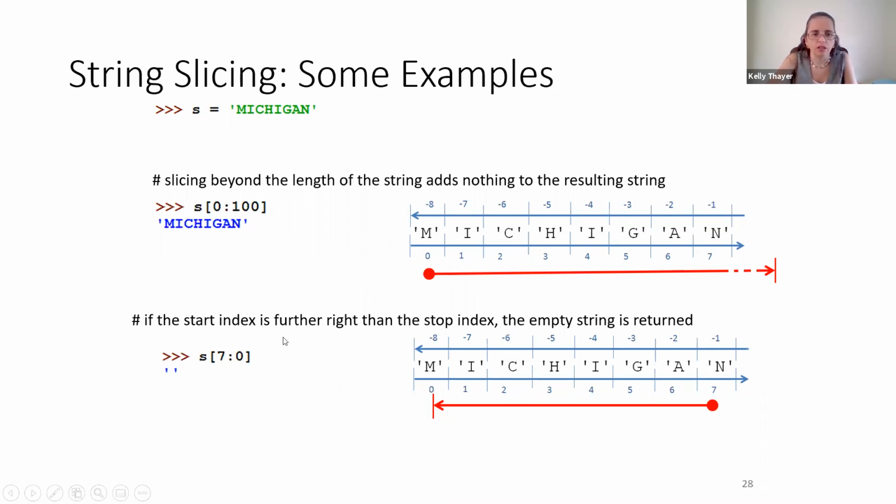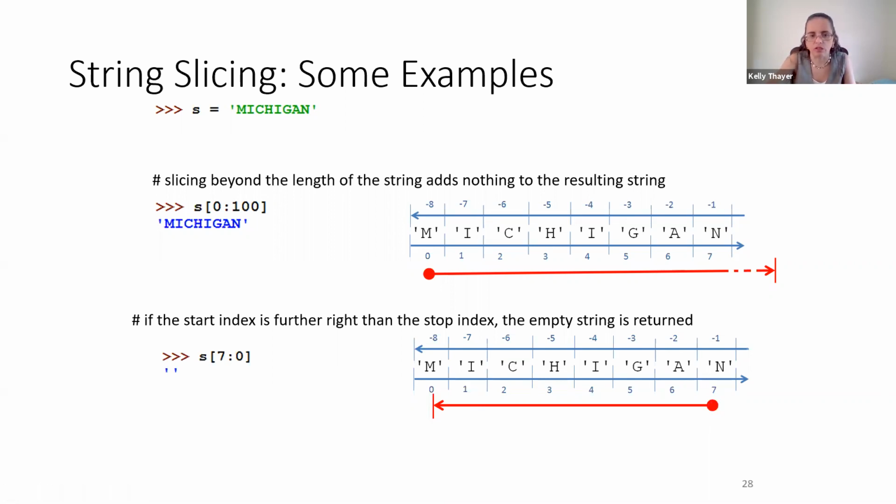If the start index is further right than the stop index, then the empty string is returned. This is something that is always a little bit confusing to people, because if you go slice of 7 to 0, do you see that we're moving from the right to the left? It's backwards. You might expect that it would somehow return this slice, or maybe the reverse slice or something like that. That's not what's going to happen. It's going to return the empty string because it's going backwards, so you're not actually growing anything. You always have to move from the left to the right to grow something. If you're going in the reverse direction, it's just the empty string.